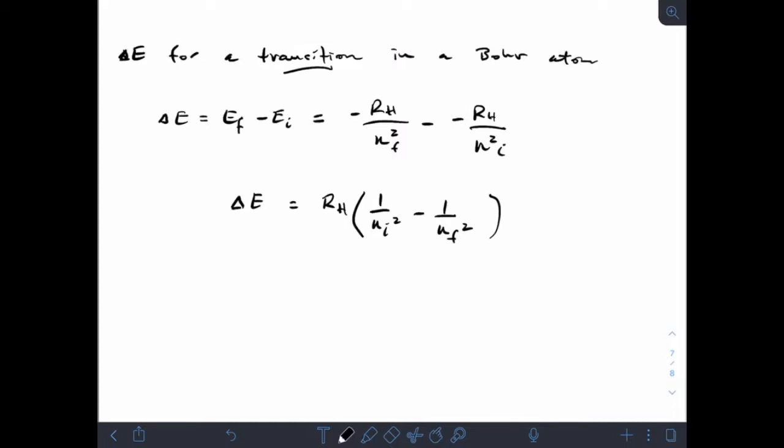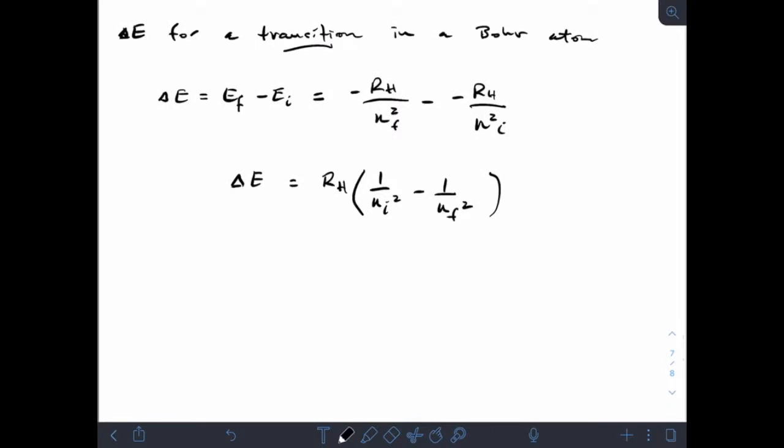Okay, so to calculate the energy of a transition, all we really have to do is plug in the value for the Rydberg constant and the values for n. So for example, delta E for a transition from n equals 5 to n equals 2. Here's my 5 is my initial, 2 is my final.